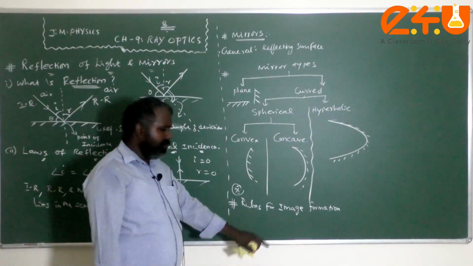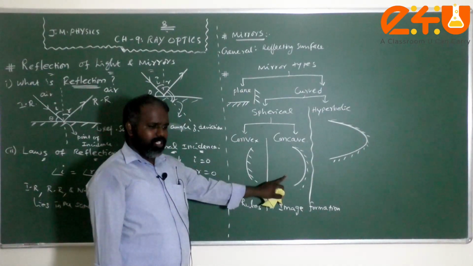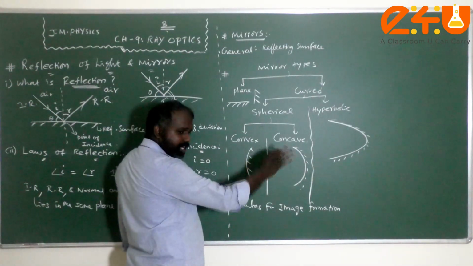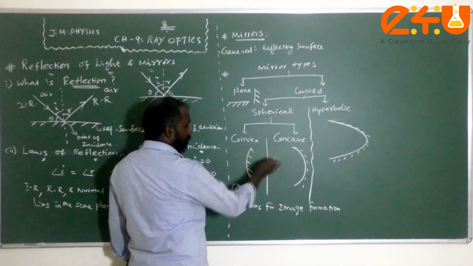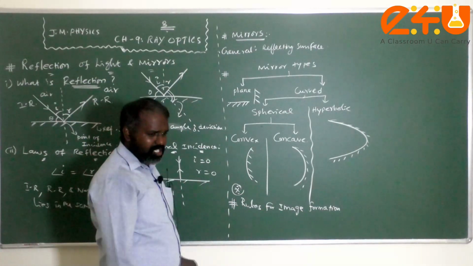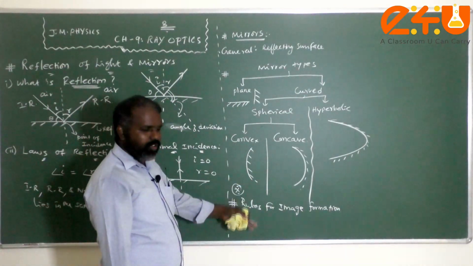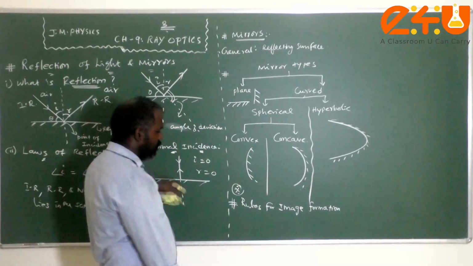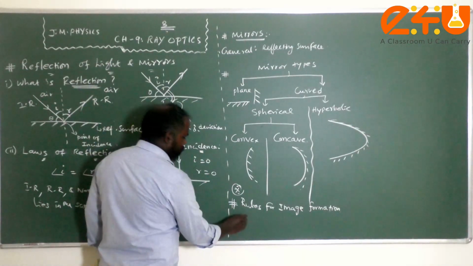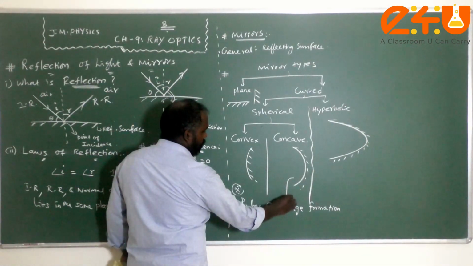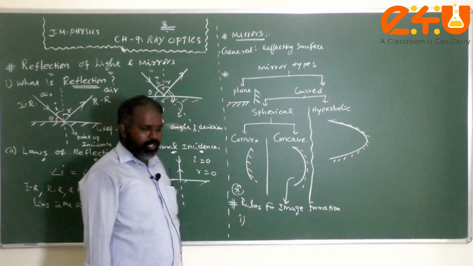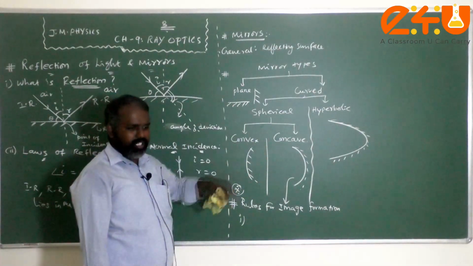For your better understanding, I can take a concave mirror and use that to explain these rules. It's common for any kind of reflecting surface. It need not be concave or convex or hyperbolic or plane. Whether it is regular or irregular, it doesn't matter. If a reflection takes place, you can use the laws of reflection, as well as the rules we are going to state here. For better understanding, I am explaining these rules based on this concave mirror. Yes, that is suitable for all types of reflecting surfaces.